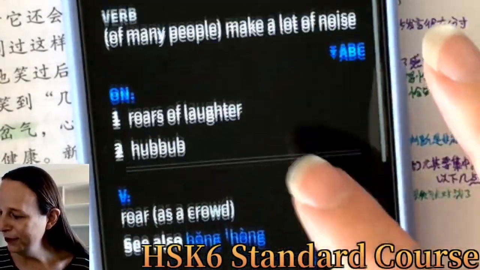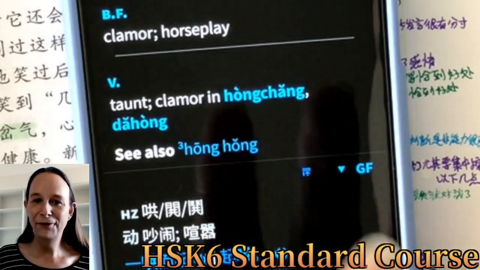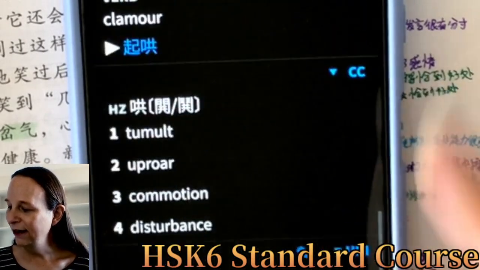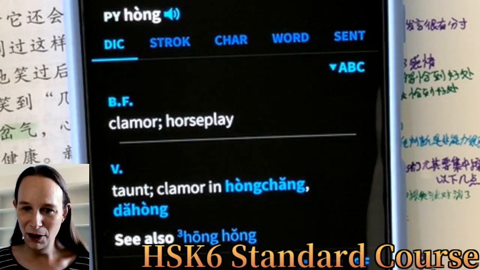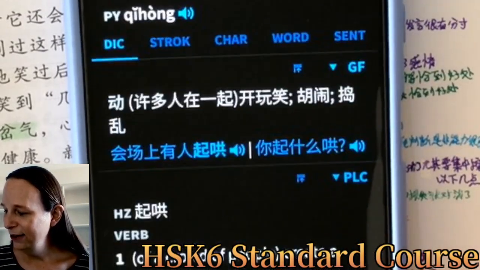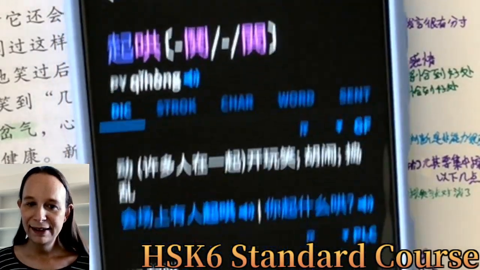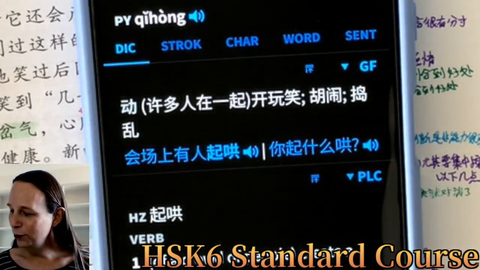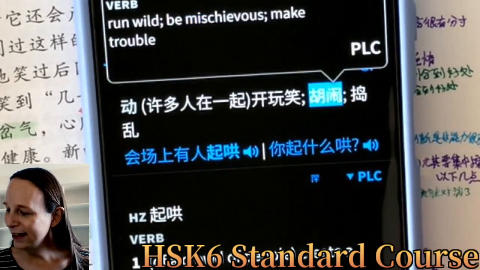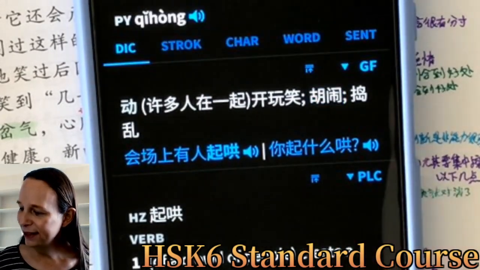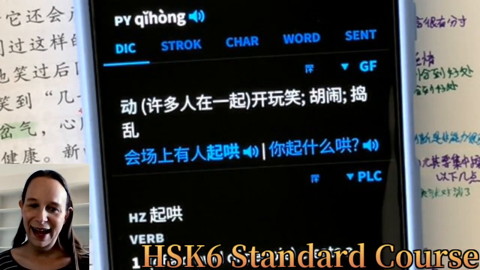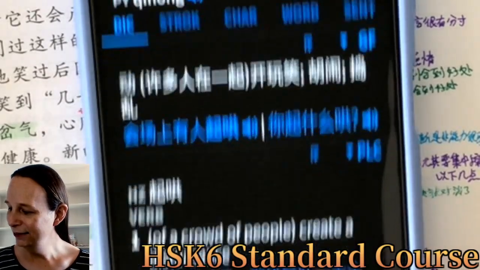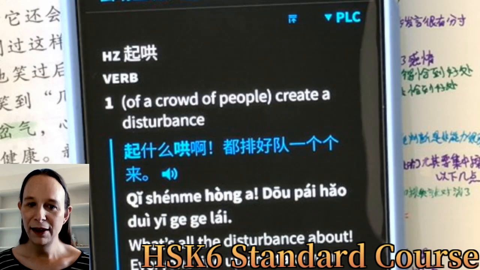And what's the fourth? The fourth tone one is the one we're looking at. 哄. Fourth tone. Clamor, horseplay. All right. 起哄. So the fourth tone, 哄, is 起哄的哄. That would explain why I don't really know. 起哄. 许多人在一起开玩笑. 胡闹. 胡闹 is like horseplay or fooling around. Be run wild, be mischievous. 捣乱. 捣乱 is like cause chaos. Make or cause trouble. 起哄. Create a disturbance.